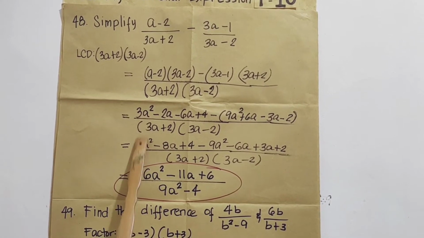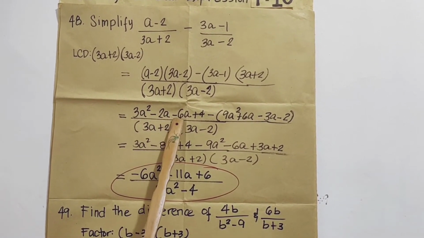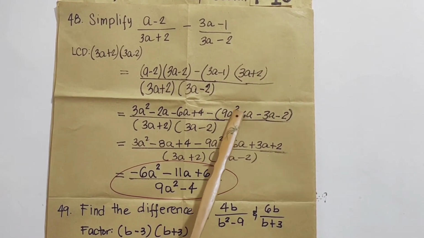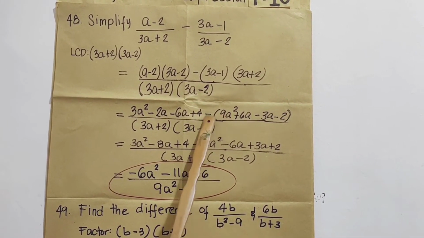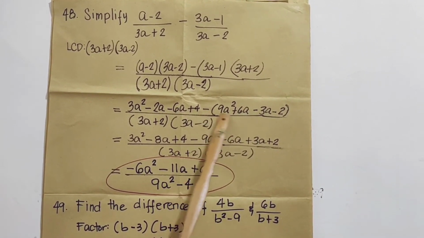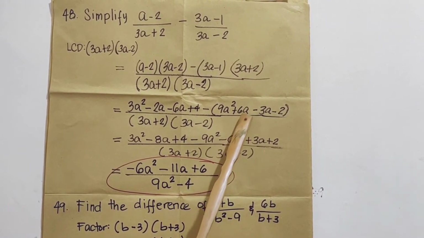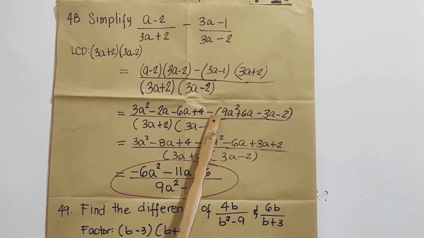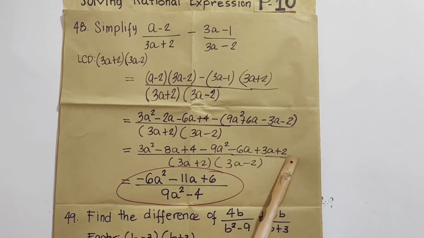So 9a squared, negative 6a plus negative 6a equals negative 12a. Then copy 4, then multiply this. Negative times positive 9a squared equals negative 9a squared. Negative times positive 6a equals negative 6a. And negative times negative 3a equals positive 3a. And negative times negative 2 equals positive 2.